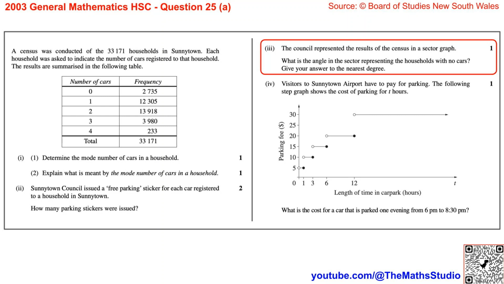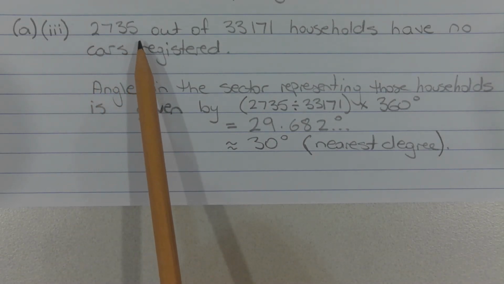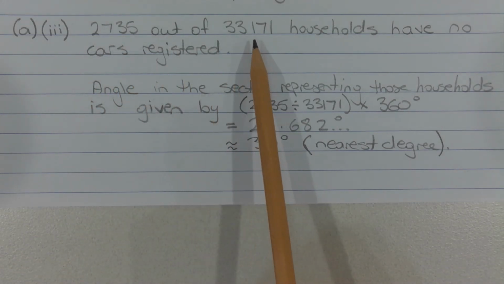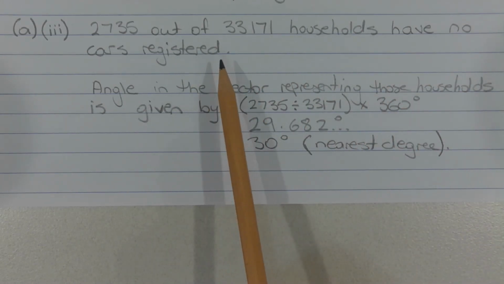Part 3. The council represented the results of the census in a sector graph. What is the angle in the sector representing the households with no cars? Give your answer to the nearest degree. From the table, 2,735 households out of the 33,171 households in the census have no cars registered.